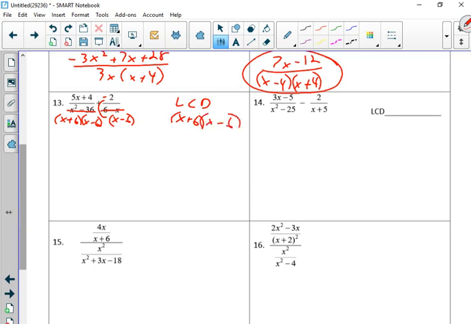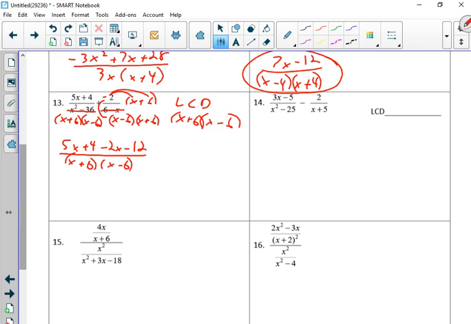The left fraction is okay. It already has everything it needs, so it's 5x plus 4. Minus, now remember, because we need an x plus 6 here, so we're going to distribute negative 2 to both of these. So minus 2x, and very importantly, minus 12. And I already drew the line, so I might as well write it, I guess. X plus 6, x minus 6.